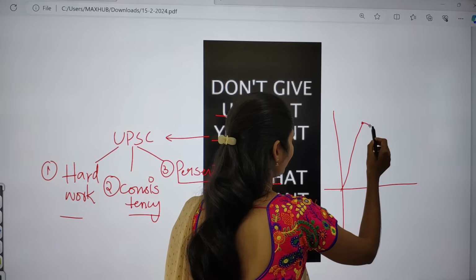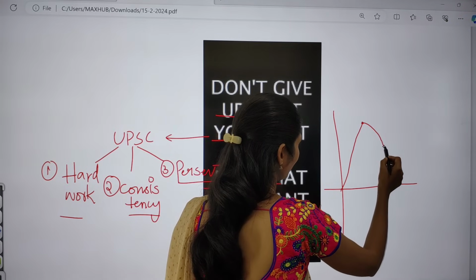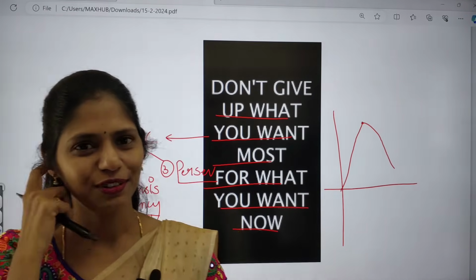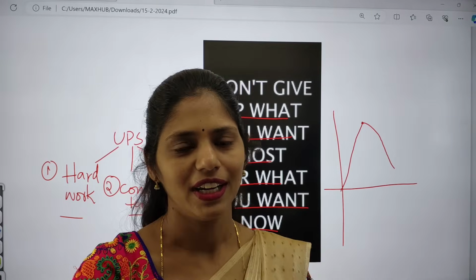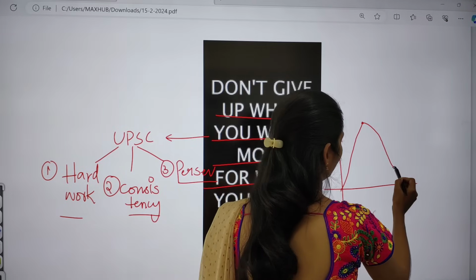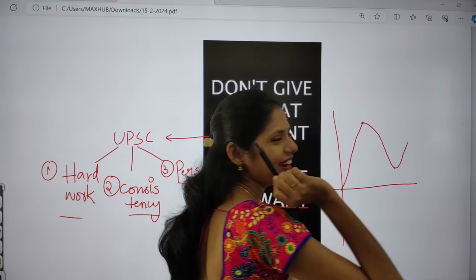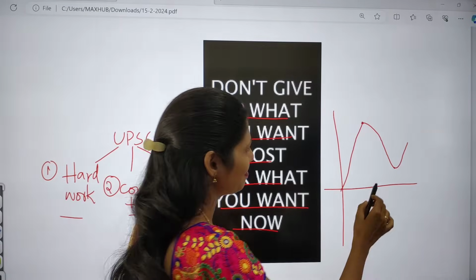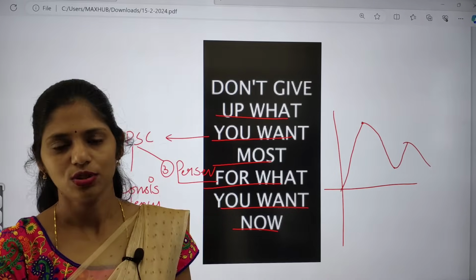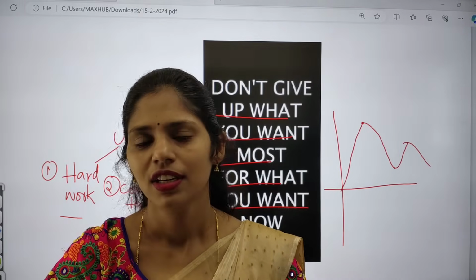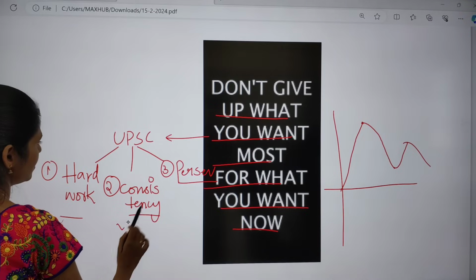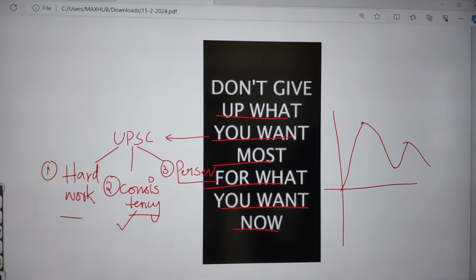And what happens after some time? They come down, and whenever they come across an interview of a topper, any guidance videos or any motivational speech, the peak goes up again. Okay, and after some time that peak comes down again. It should not be like this. It is not the quality of a topper. So they always need to maintain consistency and perseverance in their preparation.